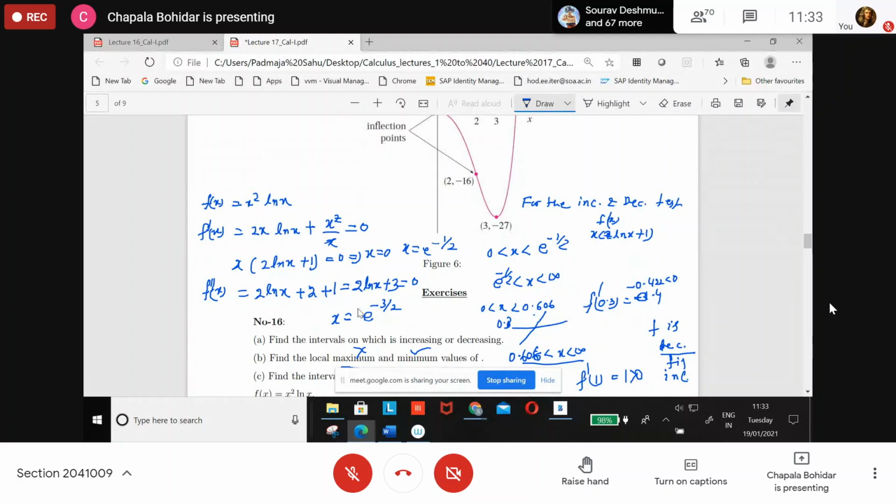Yes, ma'am. Thank you. At the point 0.606, we are getting local minimum because you see it is decreasing and then increasing. On this interval, it is decreasing, I have written here, and on this interval, it is increasing. So first it is decreasing, then increasing. There is no other interval. So we have only a local minimum point. I have written here also, mark it here: no local maximum, only local minimum. Clear?